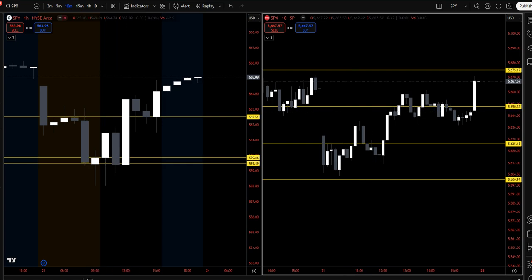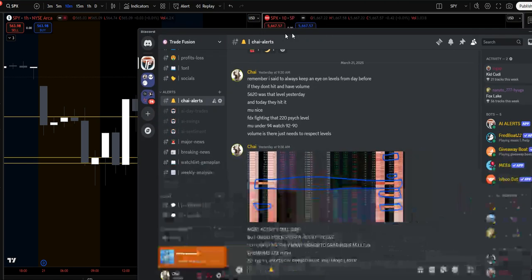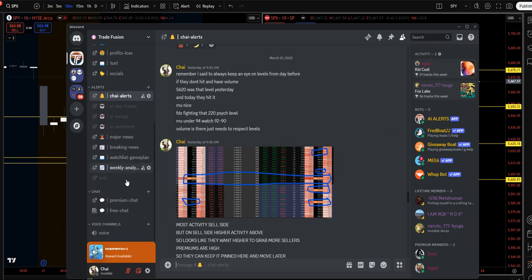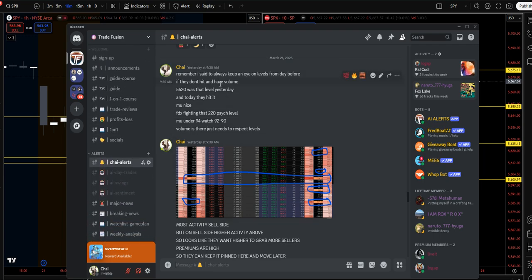Okay, so let's break that down. Why we do that. Okay, so I'm just trying to get the chart. All right, so we talked about how we always keep an eye on levels from the day before. And the day before, we could see a lot of activity in 5620s. That was on Thursday, and then when we opened up, we opened below 5620, and then we went down.